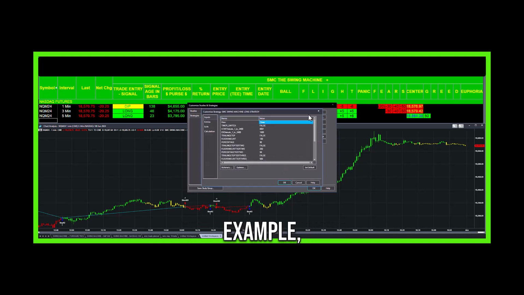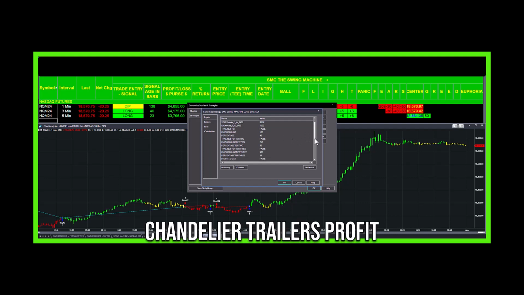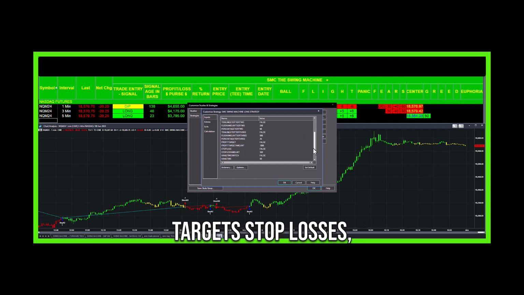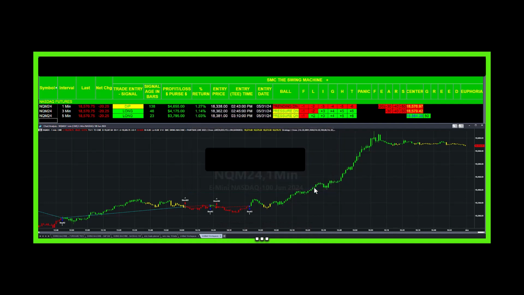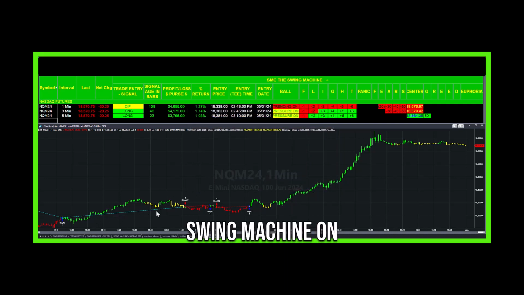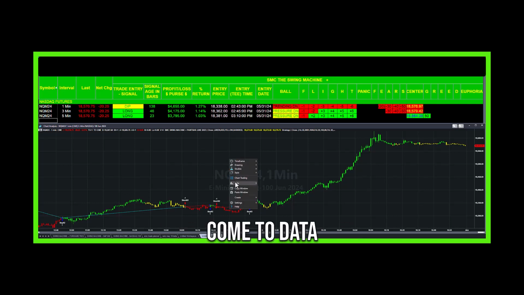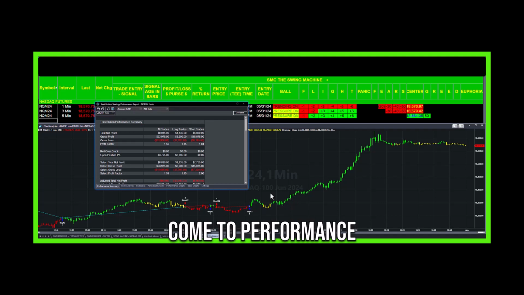As an example, we can customize the inputs. We can customize so that we only trade during certain hours. We can use trailers, chandelier trailers, profit targets, stop losses, something called hang time. But I've got them all turned off. Let's just show you what Swing Machine on a 1-minute interval would have done trading one NASDAQ futures contract over the last 2 weeks.